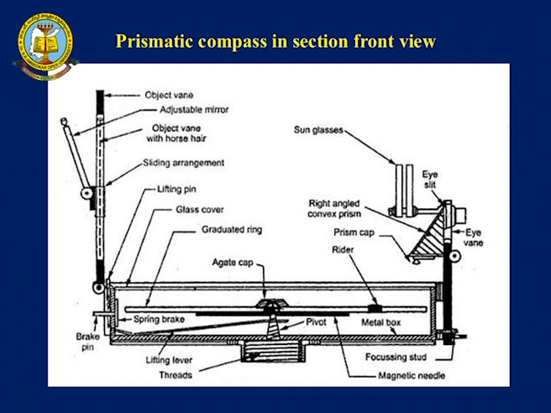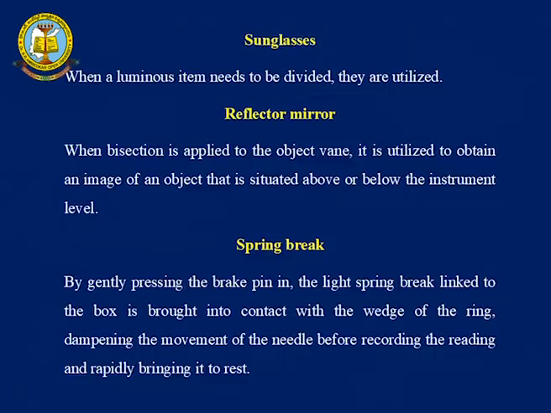And there is a spring brake. The spring brake is used when the needle keeps moving from one direction to another. Suppose you press the spring brake, the needle will stay steady in one direction only. The spring brake gently presses the brake pin; the light spring brake linked to the box is brought into contact with the edge of the ring.